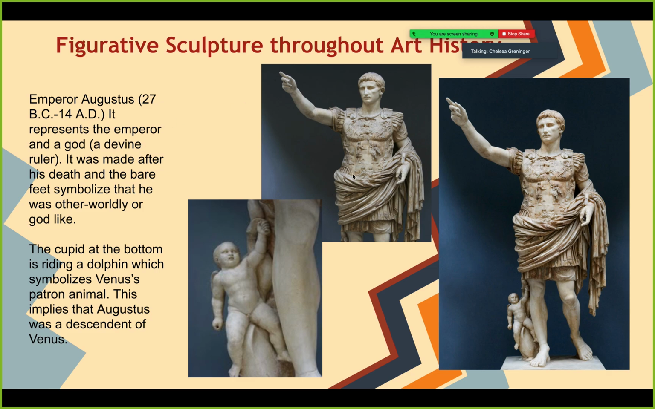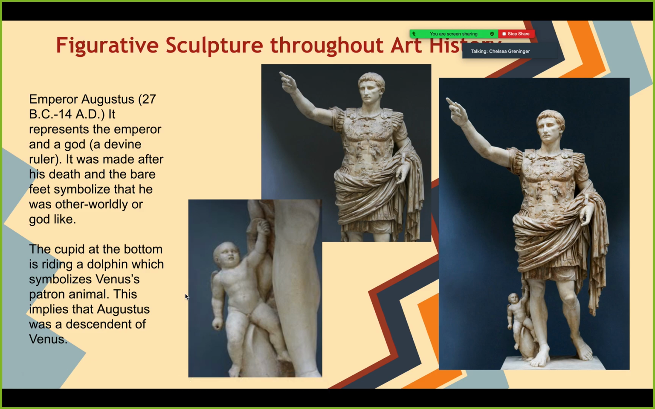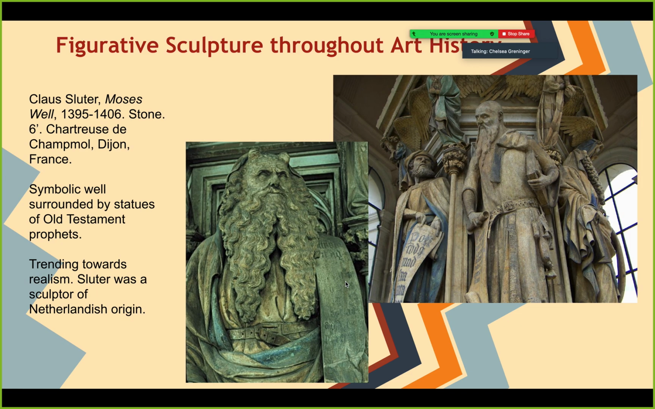So this emperor represents a god or a divine ruler. Now we're starting to see emperors tapping into the mythology of the time period to show themselves as powerful emperors. So Augustus saw himself as a god, a divine ruler. And he also has Cupid down by his foot riding a dolphin, which is really funny to me, symbolizing Venus's patron animal. This implies that Augustus was the descendant of Venus. So there's this belief built into the sculpture.